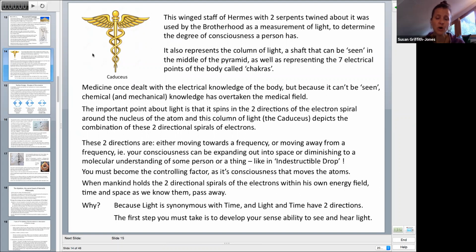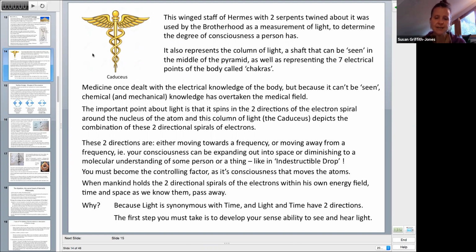So when mankind holds the two-directional spirals of the electrons within his own energy field, time and space, as we know them, pass away. Why? Because light is synonymous with time, and light and time have two directions. The first step you must take is to develop your sense of ability to see and hear the light.